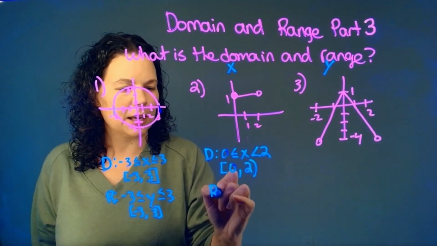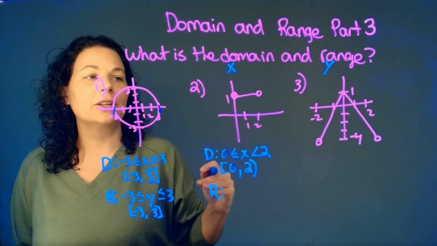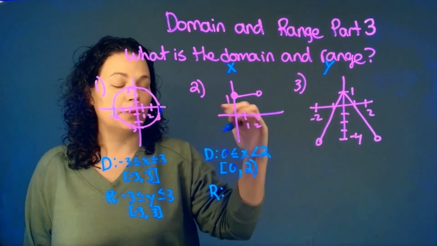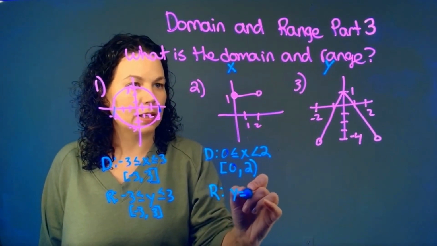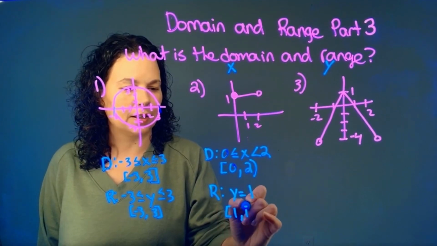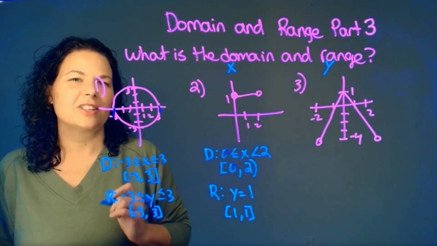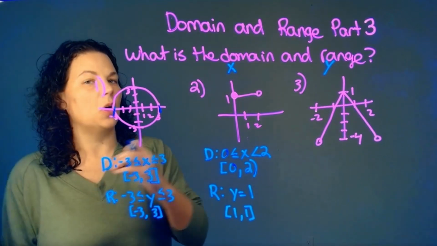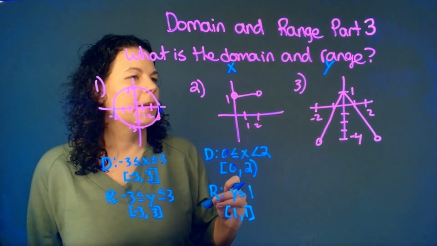For the range, the only number that got used for the range is 1. That is a horizontal flat line. So we're going to say y equals 1. And then I've seen some teachers write it like this for interval notation. So just follow your teacher's lead on that one. But the only thing we use for the range is 1.